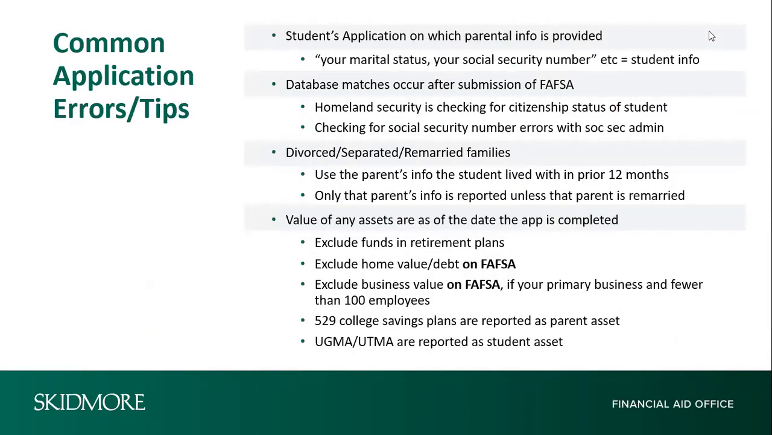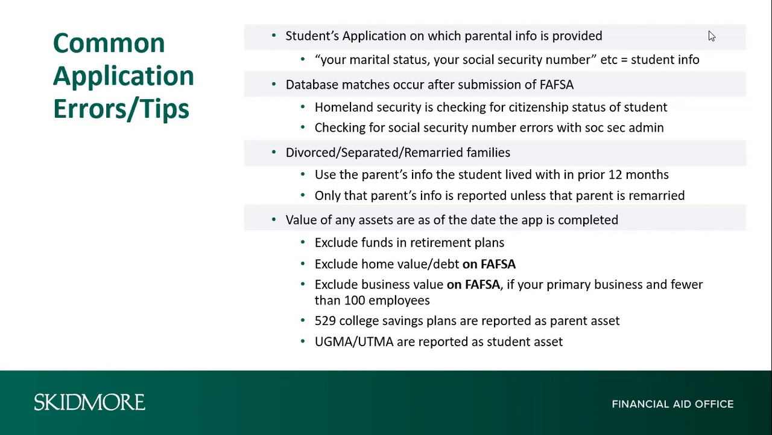So, some common application errors and tips. It's the student's application on which parental information is provided. So when it says your marital status, even though parents often are helping students complete the forms, and we appreciate that, they're at the computer and they're trying to get this done, and they're thinking, oh, my son's in high school. He's not married. That marital status must be talking about me, the parent. It's not. It's talking about the student. All sorts of students are going to college, graduate students, non-traditional students. So whenever it says you or your, it means the student.